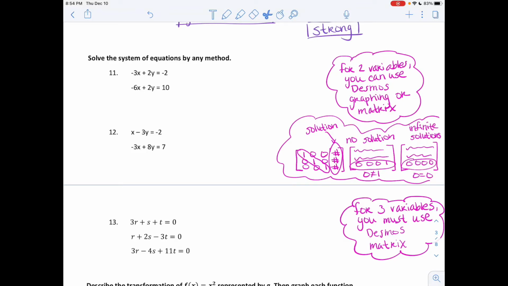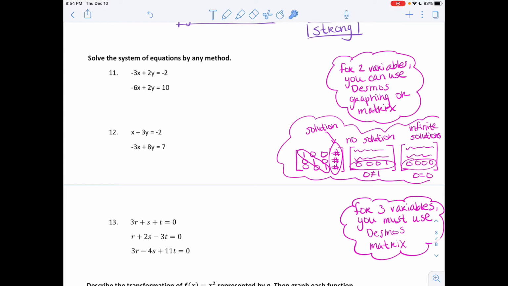Welcome to the video that's going to show you how to do the problems from 6 weeks 2. The first three problems, 11, 12, and 13, are solving systems of equations, and it says that we can do this with any method. We learned several methods for solving systems of two equations and two unknowns: substitution, elimination, graphing, or using the Desmos Matrix.